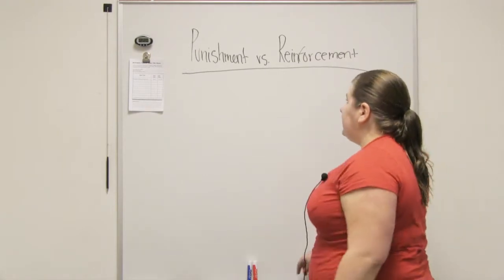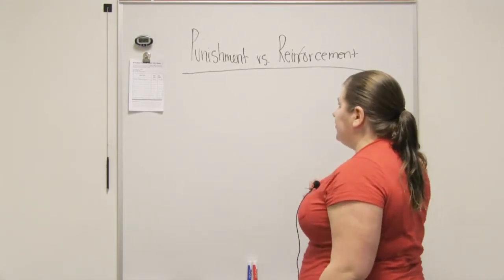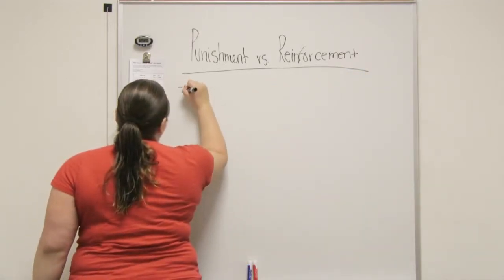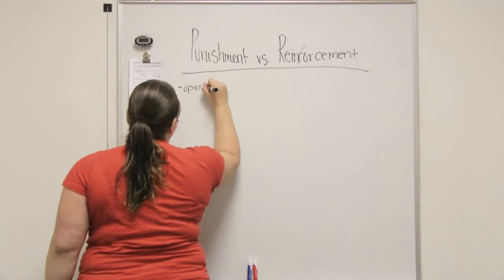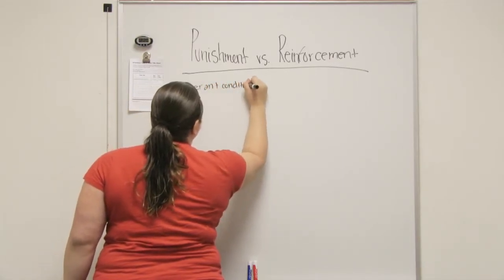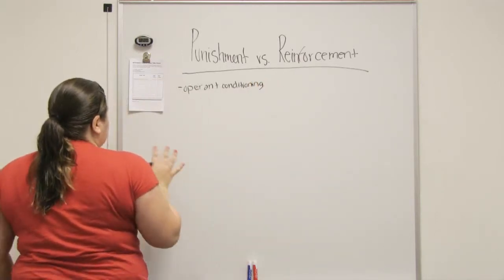Okay, so when we discuss punishment versus reinforcement, the first thing that we have to decide is where does this fit in with psychology? And the answer for that is that we study this when we study operant conditioning, because it's all about determining how punishment and reinforcement can influence our behavior. Next, we have to decide how that works.